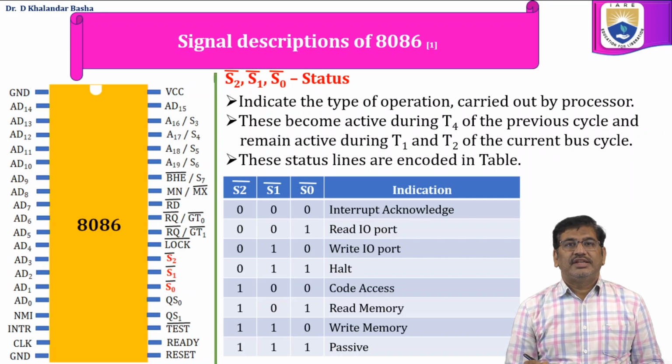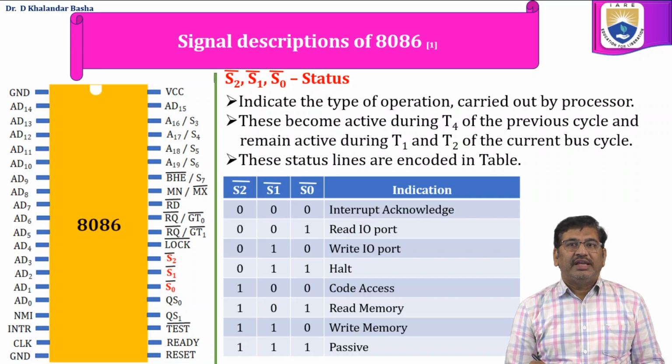When S2, S1, S0 are 000, it indicates the processor is giving an interrupt acknowledgement on INTA bar. When these signals S2, S1, S0 are 001, it indicates the processor is reading the IO port. When the signals S2, S1, S0 are 010, the processor is writing information to IO ports. When S2, S1, S0 are 011, the processor will be in halt state.